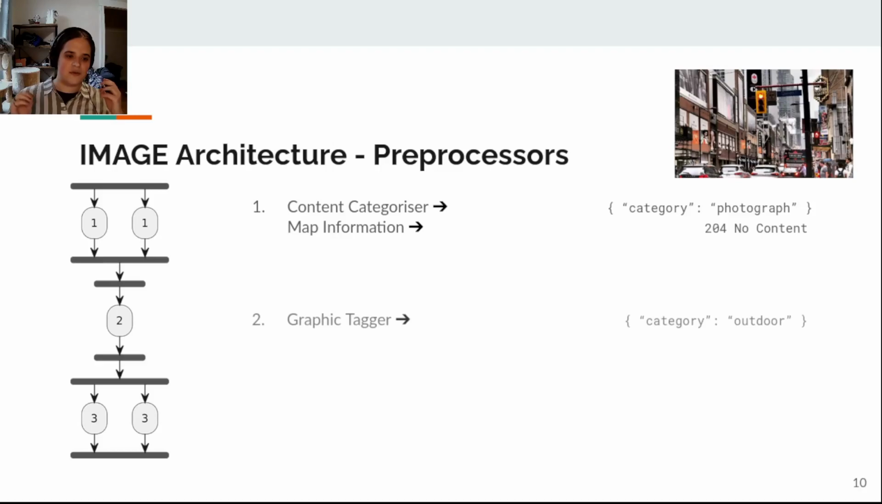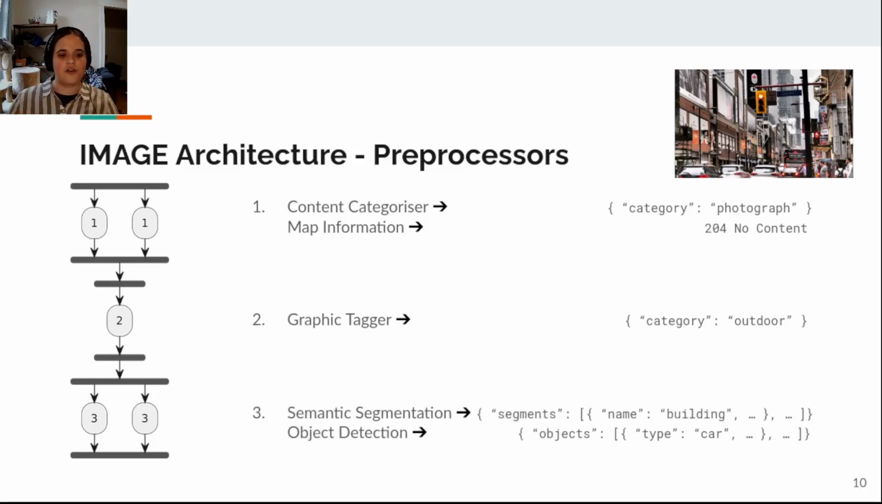Next, it will move on to this graphic tagger in the second group, which has access to that content categorizer information to realize, well, this is a photograph I can run. And when it runs, it realizes that this is an outdoor photo. So after that runs, all of that data from the first and second group are sent to this third group of a semantic segmentation preprocessor and an object detection preprocessor, which find regions and objects in this photo.